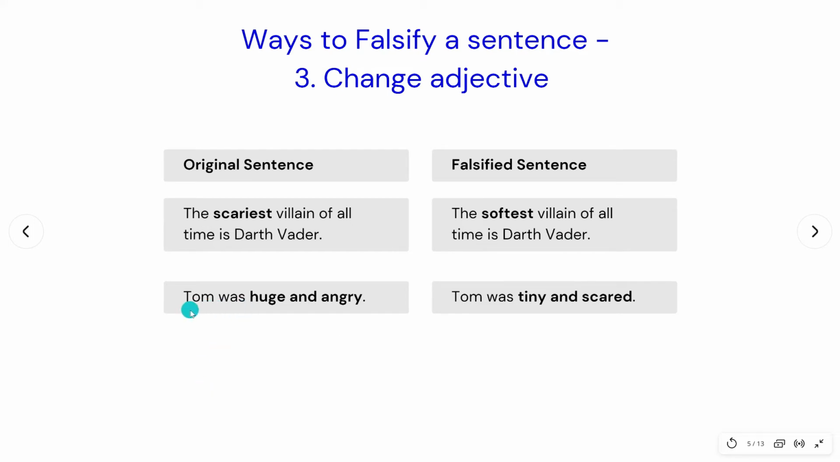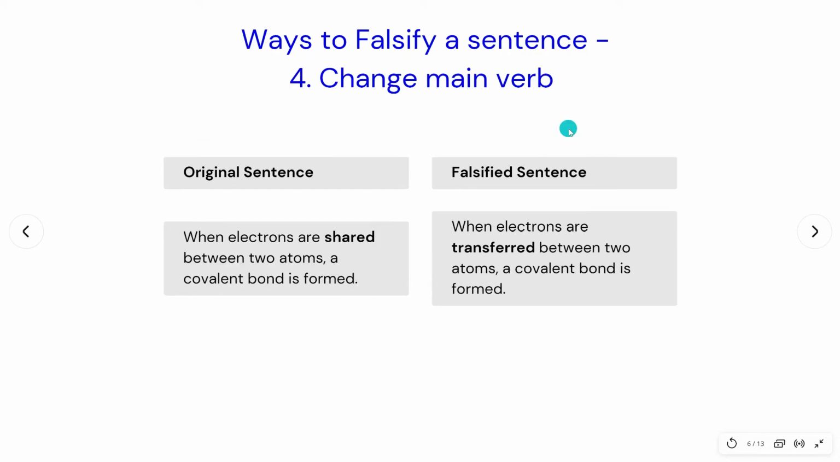Similarly, changing adjectives, "Tom was huge and angry" becomes "Tom was tiny and scared," and this becomes a false statement. Looking at the fourth way to falsify a sentence, that is changing the main verb.